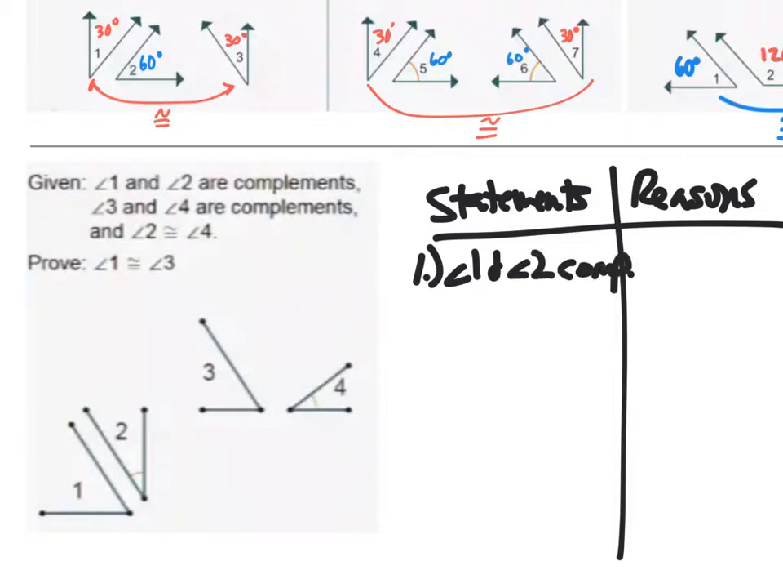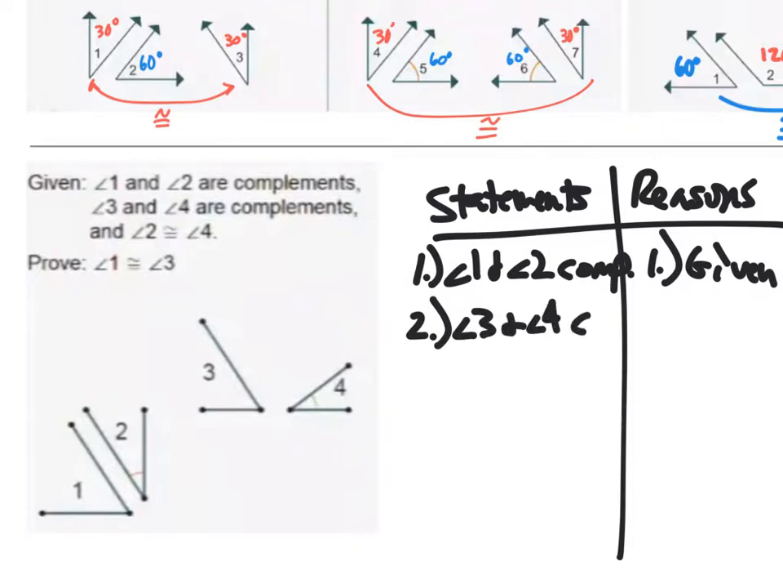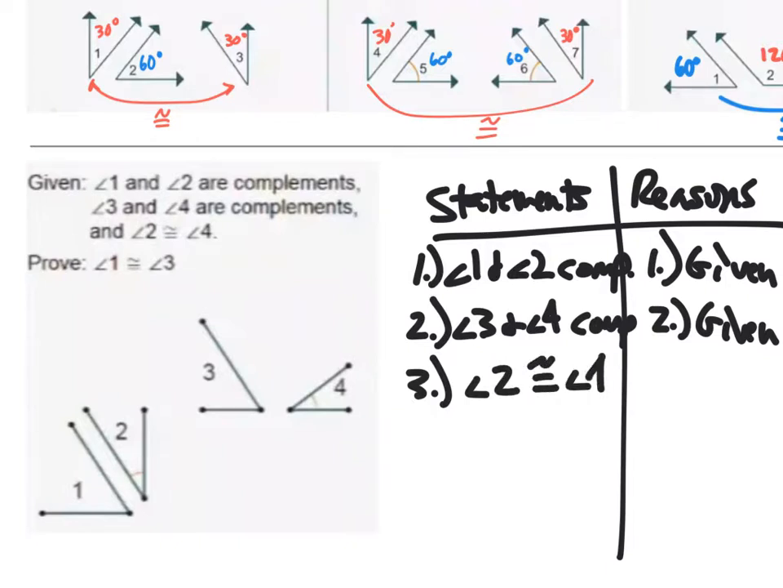First statement we've got is angle 1 and angle 2 are complementary. I'll just abbreviate it with comp, and that's given. We know that angle 3 and angle 4 are complementary. Again, that's also given. And then the third statement we can say is that angle 2 is congruent to angle 4, and that's also given.